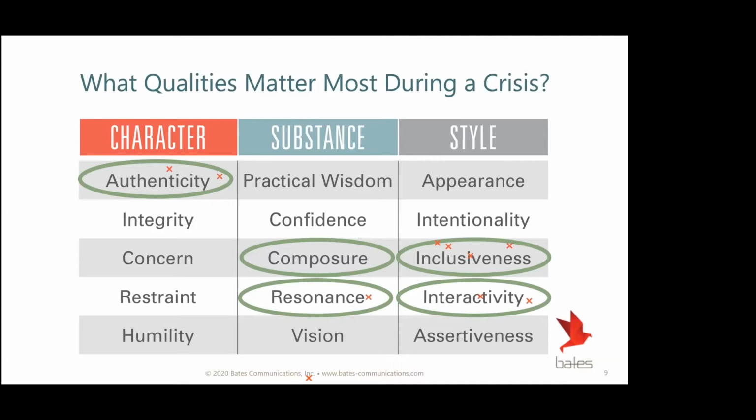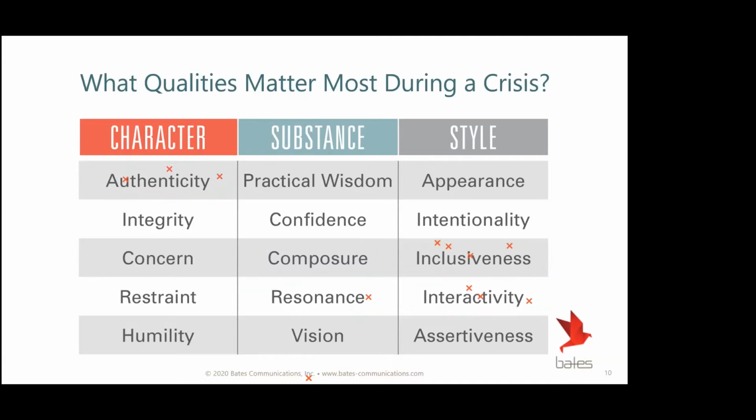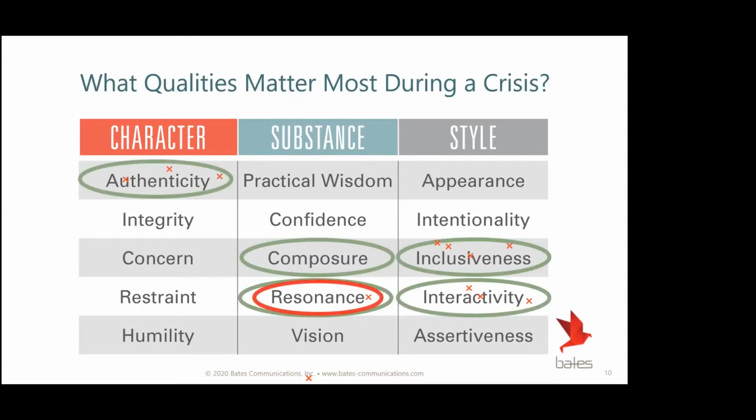All right, so inclusiveness, authenticity, interactivity. Okay, so we did a look, and hang on to the annotations, Kristen. Okay, so now here are the bottom 6 facets that show up of the 15. The bottom 6 are inclusiveness, restraint, resonance, assertiveness, vision, and composure.